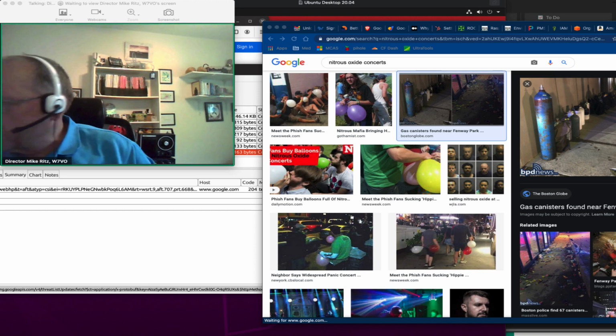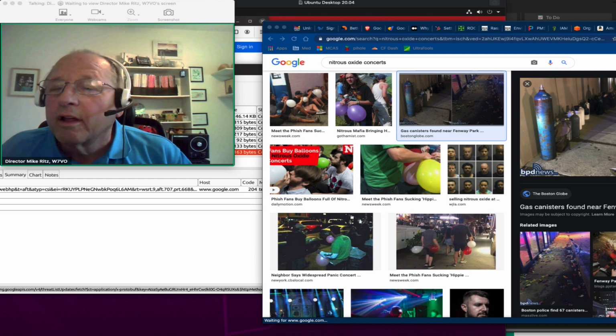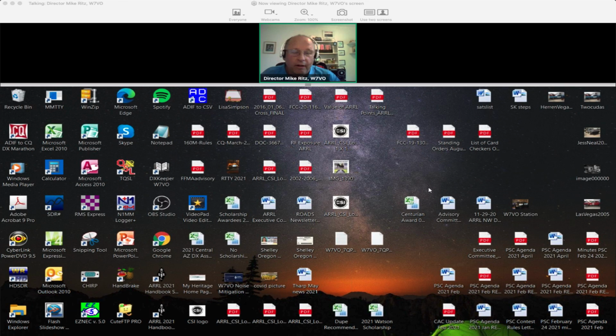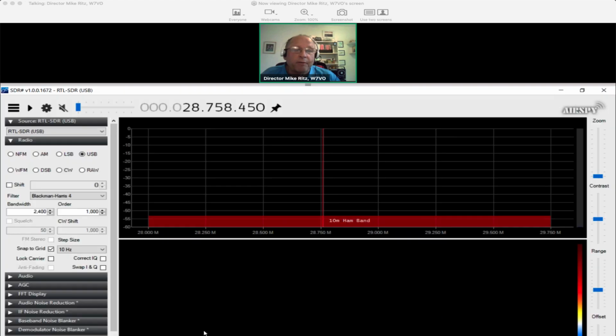And I'm going to share my screen again. Let's see here. Let's go to show. And Chris, can everybody see my screen again? Yes, we can. Okay. This is SDR Sharp software, and we're looking roughly at the 10-meter band. So right now, I've plugged the radio into the USB port, and I'm going to go ahead and turn it on.